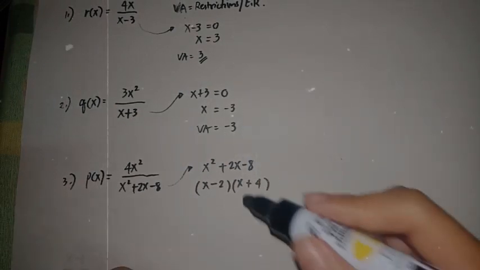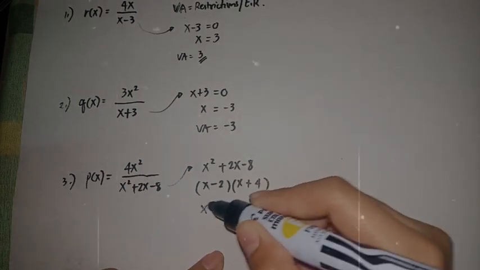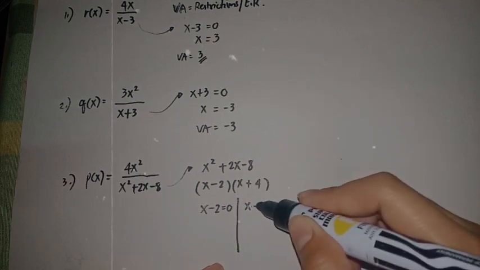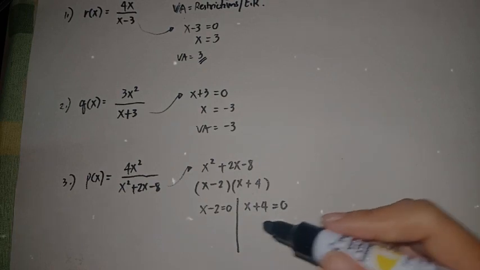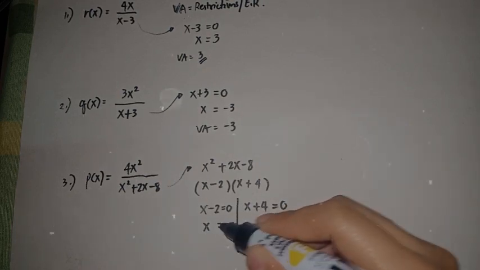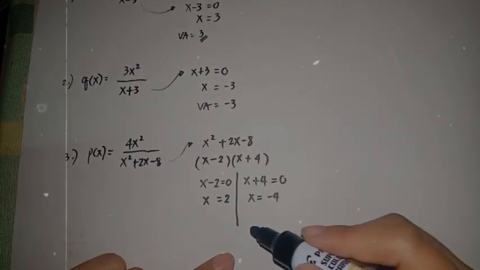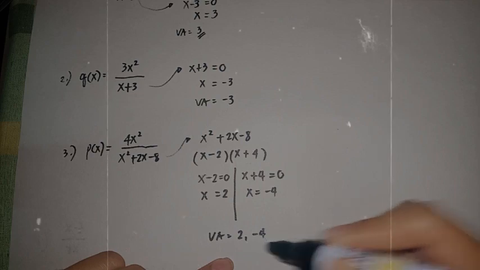Next, equate these two factors to 0. So we have x minus 2 is equal to 0. Same on the other factor, x plus 4 is equal to 0. Now solve for the value of x. X is equal to positive 2 and x is equal to negative 4. Meaning to say, our vertical asymptotes are positive 2 and negative 4.